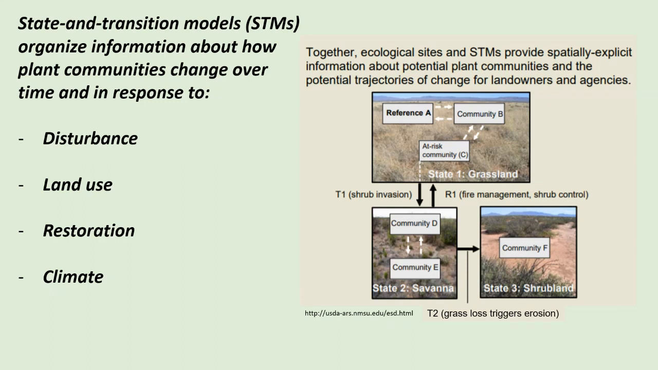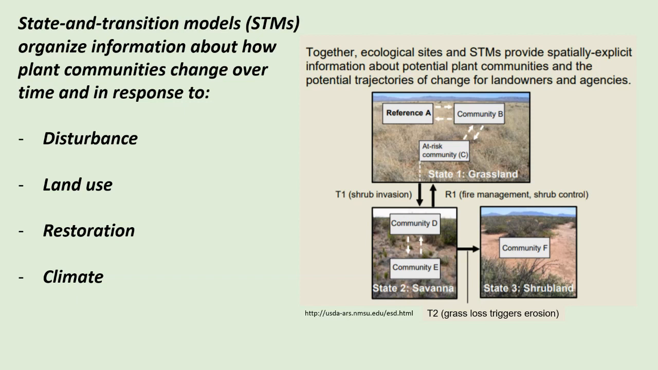And they include state and transition models, which help to organize information about how plant communities change over time and in response to disturbances, climate, and restoration. The way that vegetation responds varies by ecological site. State and transition models are usually represented by box and arrow diagrams, like what you see on the right here, where each large box represents a state. States represent consequential shifts in ecosystem structure and function. And the arrows between the states describe the mechanisms by which states change.